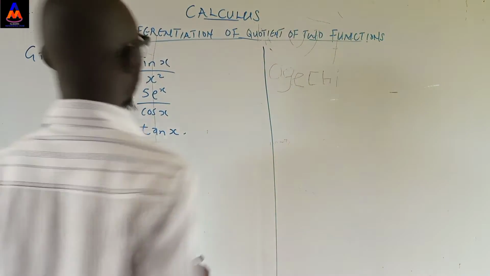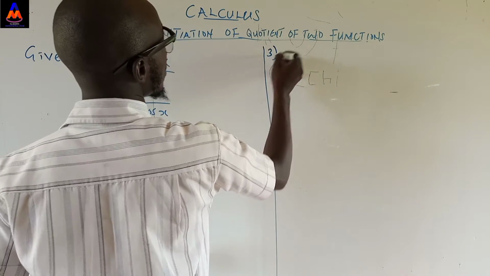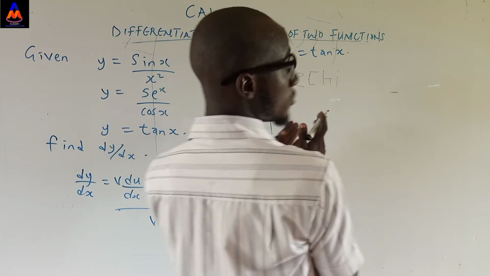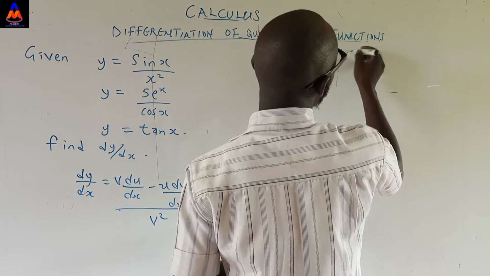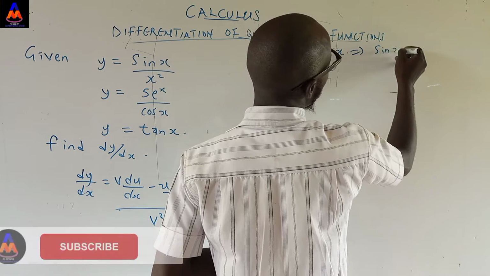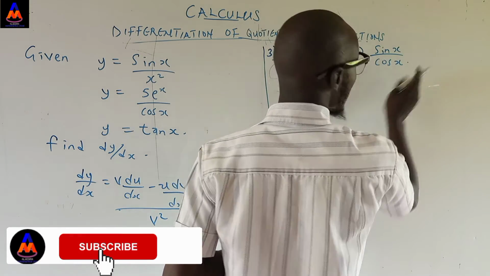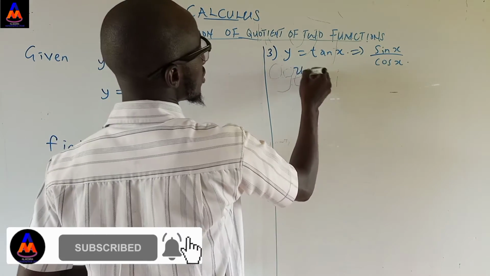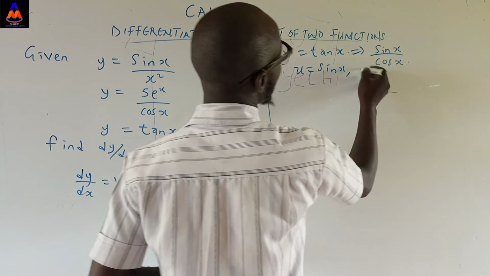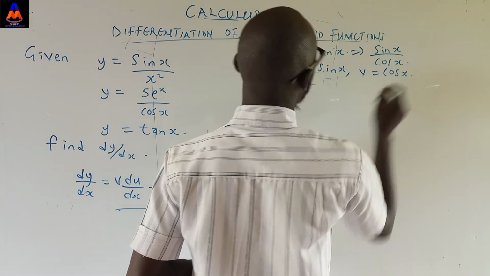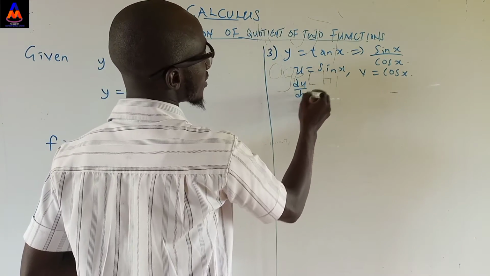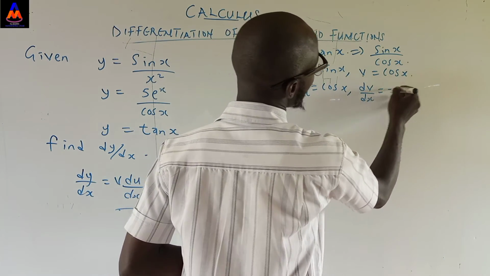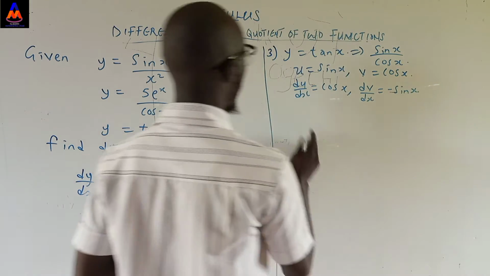And finally, the third question. y is equal to tan x. If you are comfortable with your trigonometry, you know that this is sine x over cos x. That's the first thing, so that means we are going to be applying the quotient rule. So my u is sine x, my v is cos x. The du/dx is cos x, the dv/dx is minus sine x.